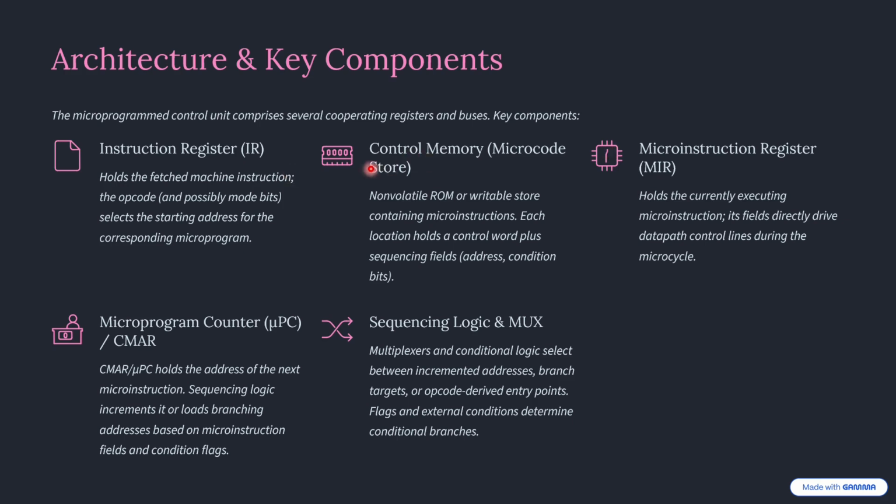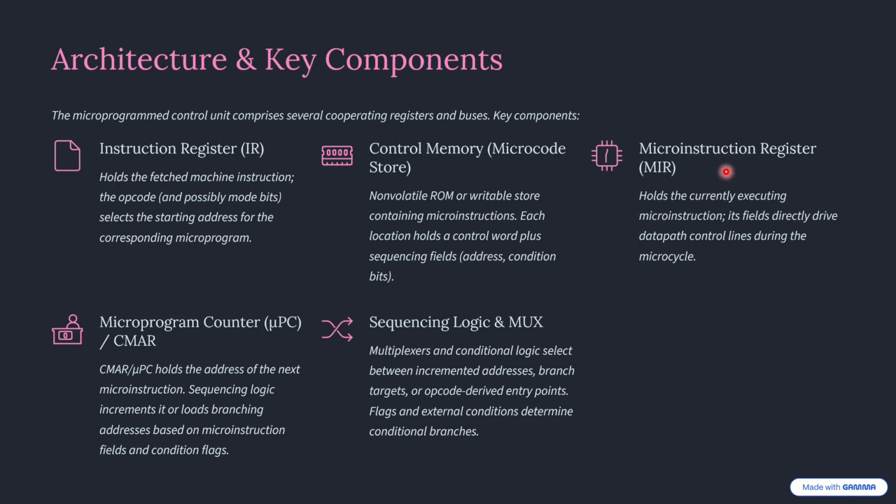And the second component is control memory, the microcode store, a non-volatile ROM or writable store containing microinstructions. Each location holds a control word plus sequencing fields: address, condition, and condition bits. It basically means that in a microcode word we first have the mode, then address, then conditions, et cetera.